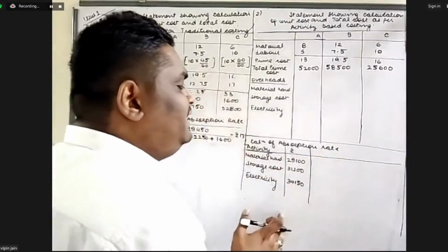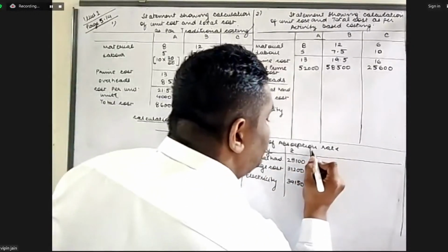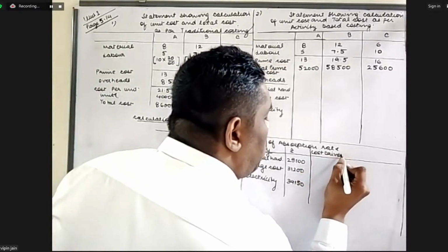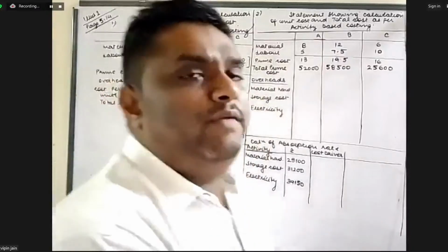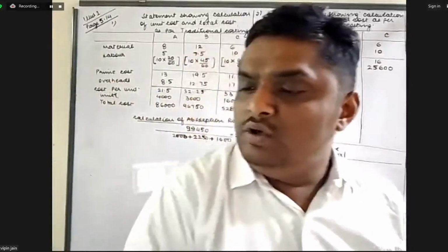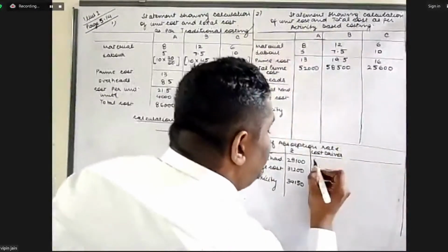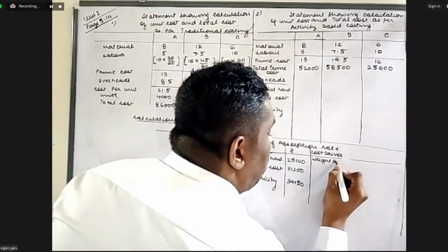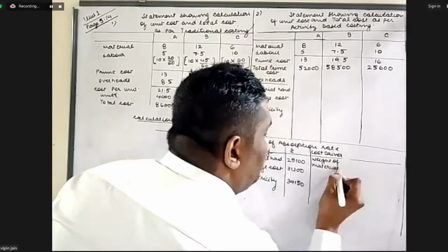Now for every activity, there will be a separate basis of absorption. We call it the cost driver. So when talking about material handling, it is absorbed on the basis of weight of material.